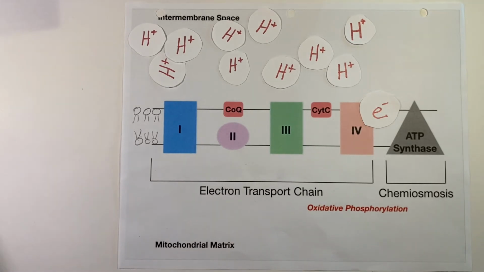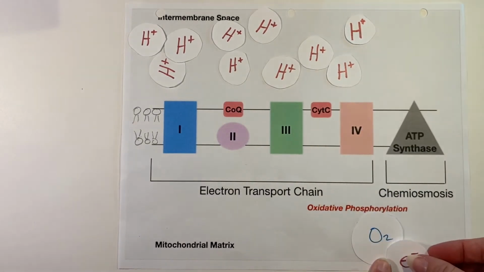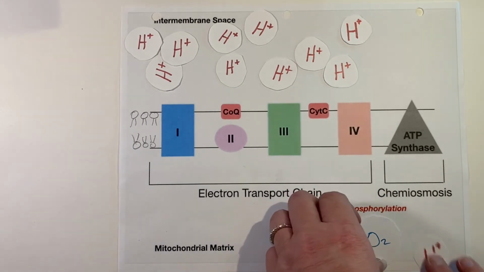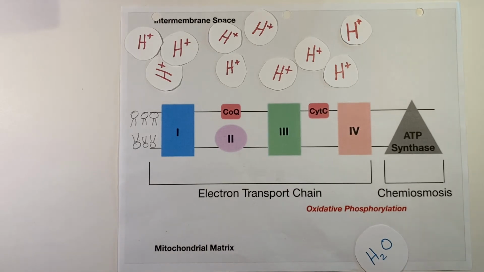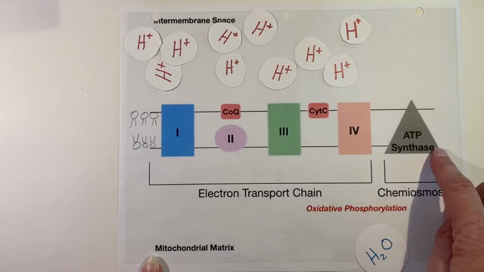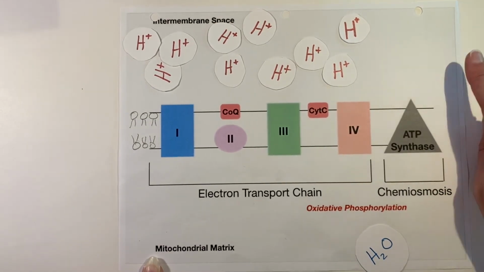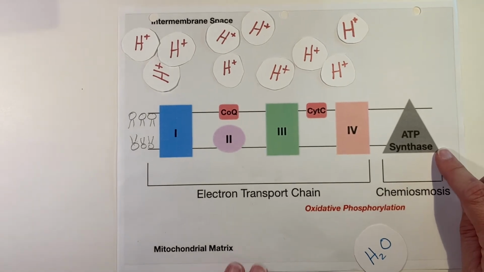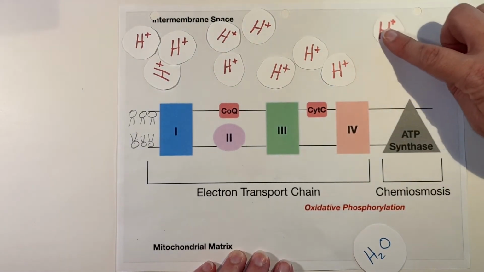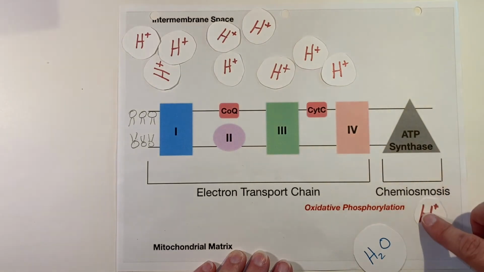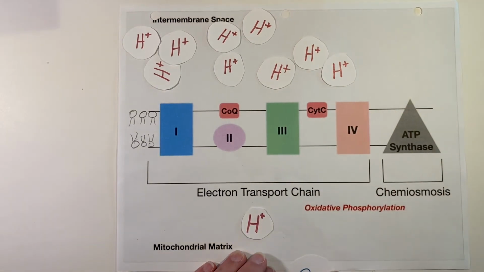And of course, we can't forget that the last place that our electron wants to settle is over here with oxygen, and it can grab one of these spare H's that's floating around in the mitochondrial matrix, and we will end up with the byproduct H2O, okay? So once we get all of these H plus ions up here in the intermembrane space, ATP synthase kicks in and facilitates them coming back along their concentration gradient into the mitochondrial matrix.